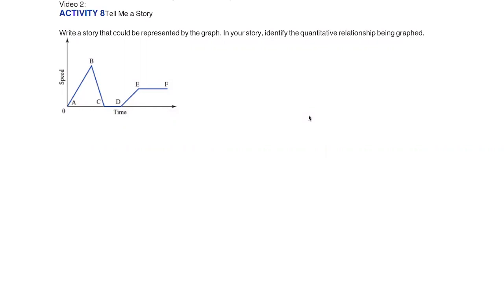We're going to start with a speed time graph and create a story dialogue that goes along with it. This is from activity 8 in chapter 14 in our textbook. You want to write a story that could be represented by the graph below. In your story, identify the quantitative relationship being graphed. We're trying to graph the relationship of speed over time.